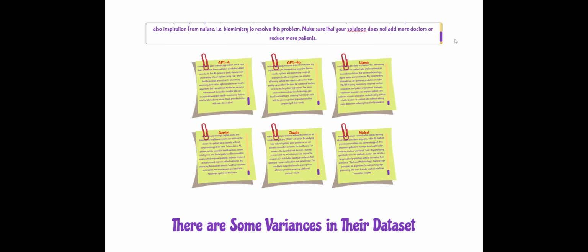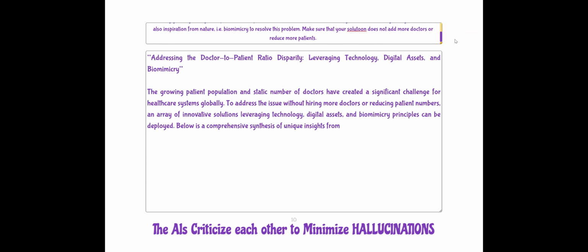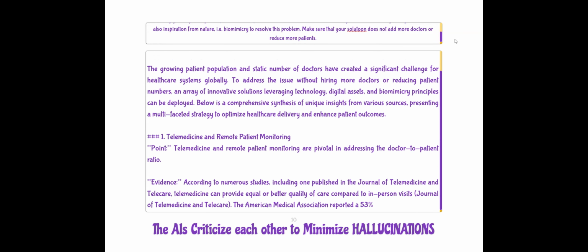What Llama knows, Claude doesn't know. What Claude knows, GPT-4o doesn't know. Because although most of the data set they've been trained on is the same, there are some variances. And it is in these variances that we might find some creative insights. And that's what we are looking at. So we've created an intelligent algorithm that will combine the best bits from each, but also each of the LLMs is criticizing each other to minimize hallucination.